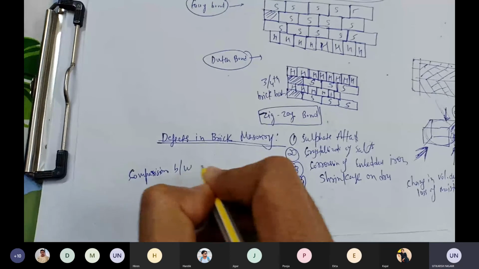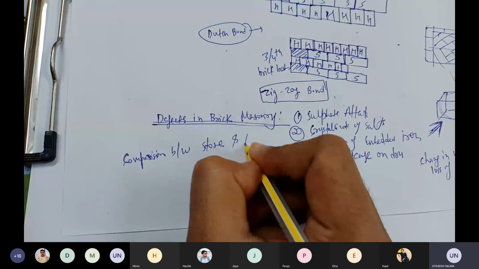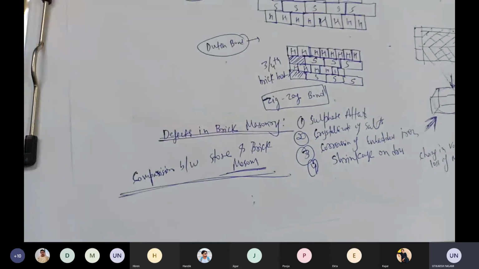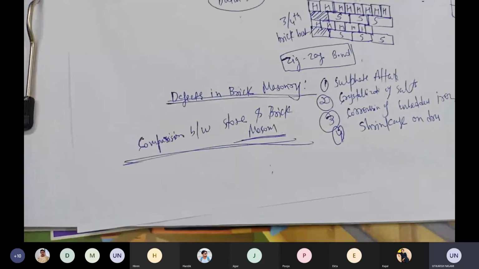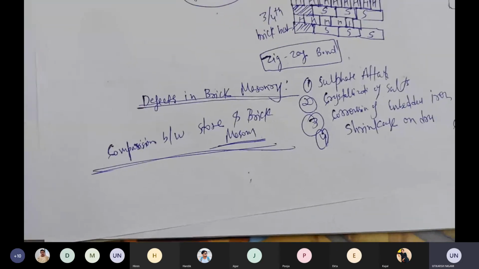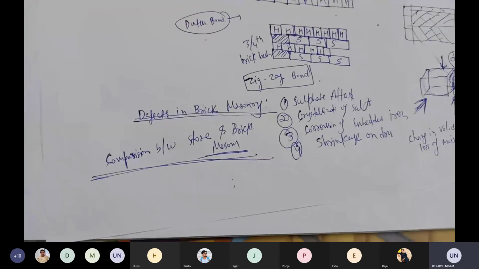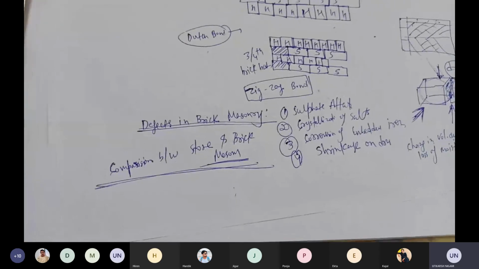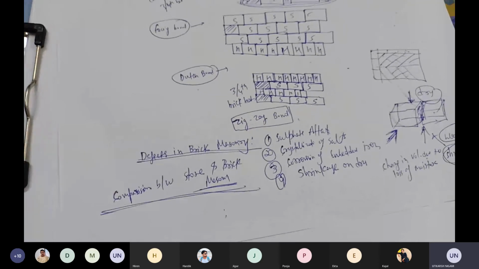A comparison between stone and brick masonry: what are the different types, what are the different components and materials being used. So it is all about complete knowledge of stone masonry and brick masonry. These are the things we have discussed in today's class: the type of masonry, the types of brick masonry, the types of bricks, classification of bricks, and the different types of brick bonds being used.